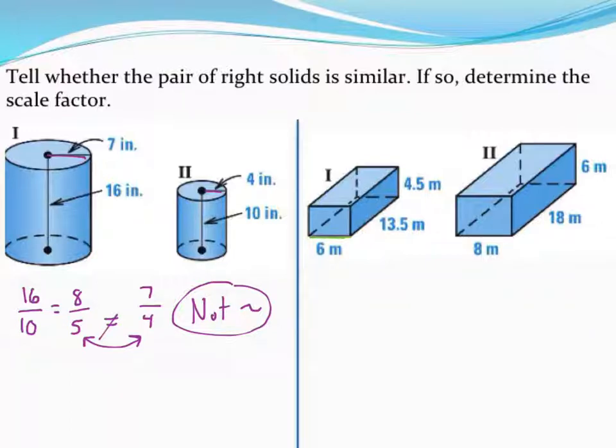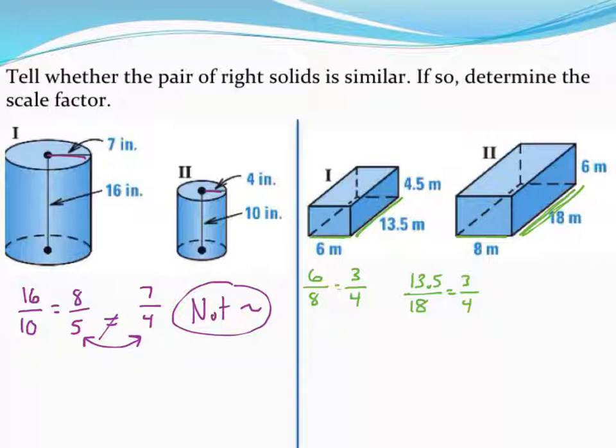So if I match up these segments right there, 6 over 8 simplifies to 3/4. Again, that doesn't tell me anything in and of itself. I need to match up all the dimensions. So let's match up those dimensions right there, the depth of these or whatever you want to call it. So 13.5 over 18. I can use a calculator to simplify that. If I divide it out, it's 0.75, which is 3/4. So that's a good sign.